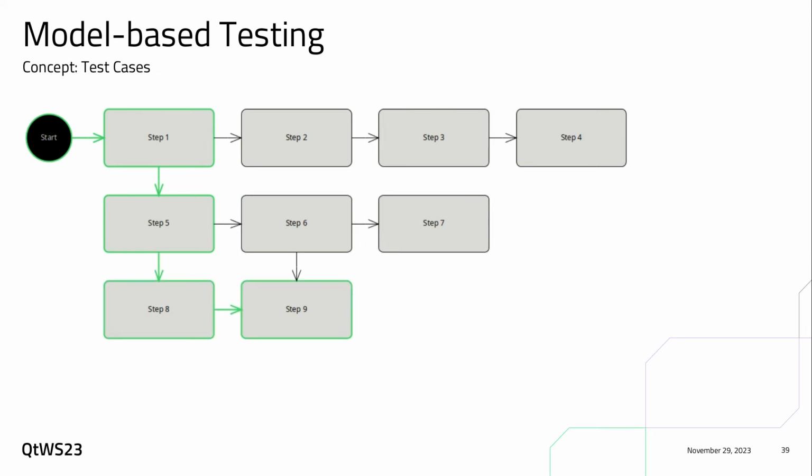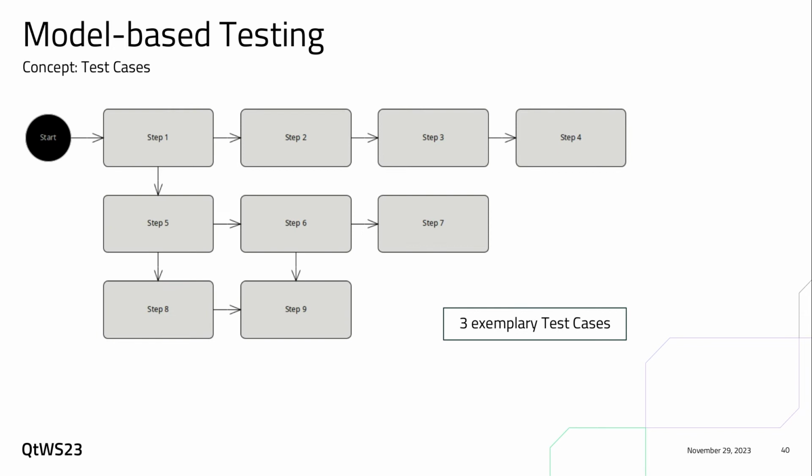So this is how you generate test cases. You have one generalized model, and you walk the path. You make step by step, and here we have 3 exemplary test cases we just chose. I'm sure you already have seen 1, 2 more, but it's up to us to choose.